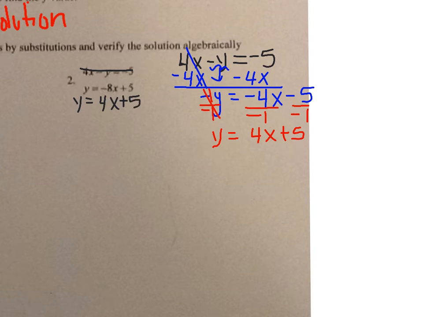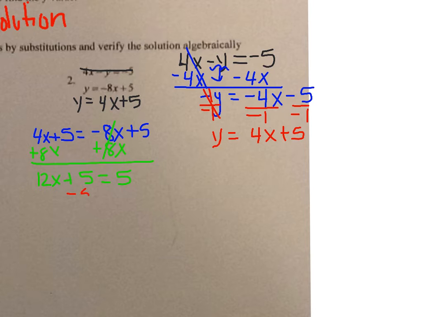Now I can set them equal to each other. So I have 4x plus 5, and remember, it doesn't matter which one you put on which side, equals negative 8x plus 5. All right, so now we're going to solve. I'm going to add the 8x to the right side and left side. So that will cancel out the 8x and negative 8x. So 4x plus 8x is 12x plus 5 equals 5. Remember, I'm solving for x, so I'm going to minus 5.